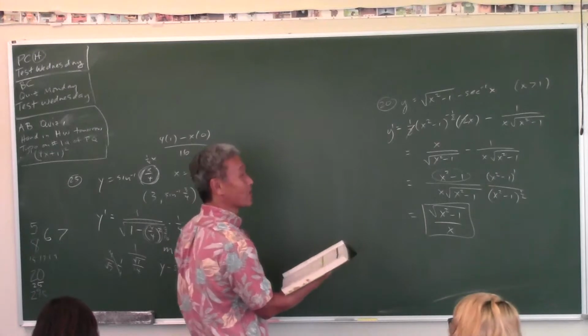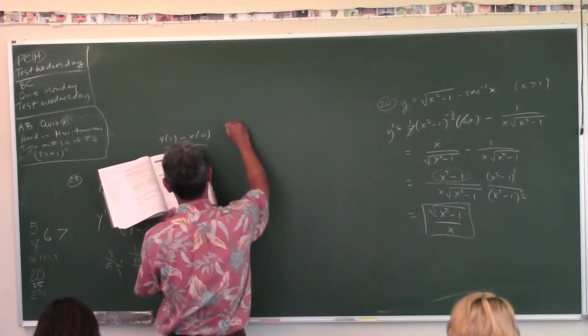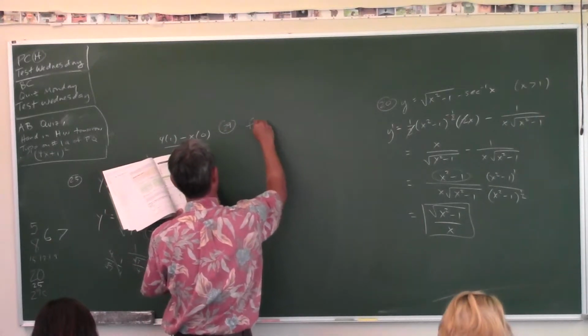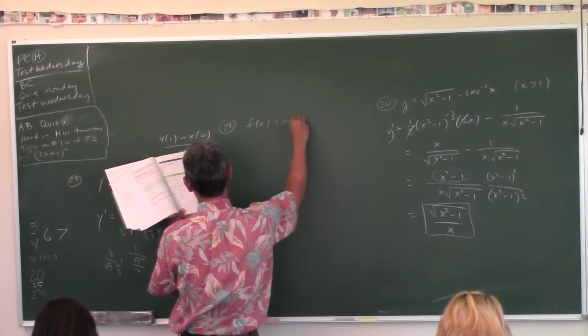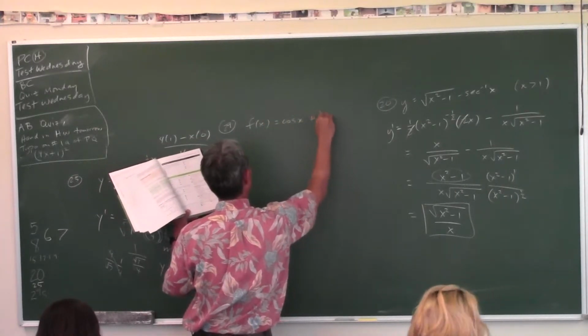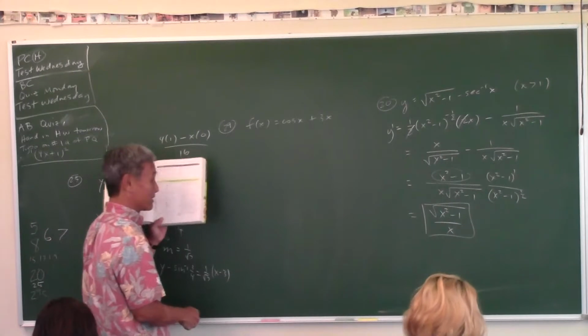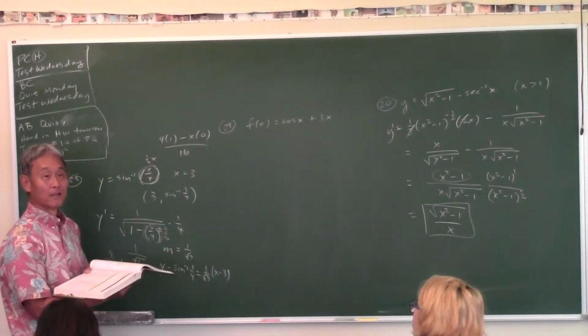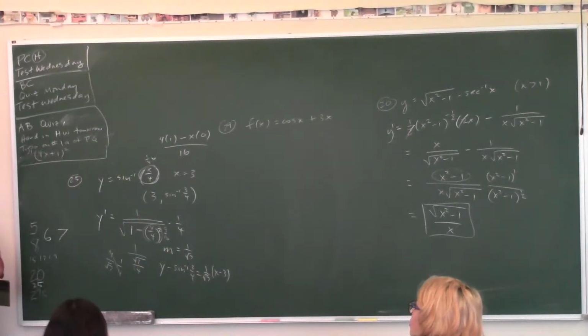Okay, this is the way I'm going to state it on the test, okay, 29. I'm going to give you a function, cosine x plus 3x. In fact, it's on the practice test. Oh, I watched the video. Oh, so it's on the video. Yeah. So what about the rest of us?